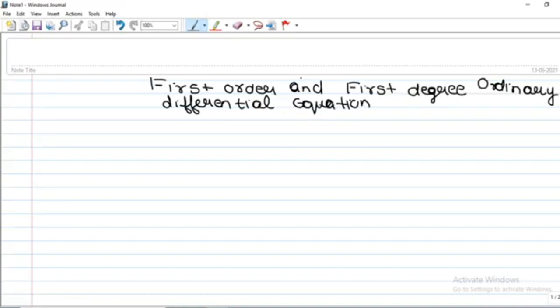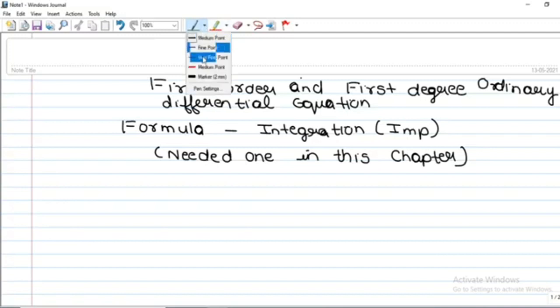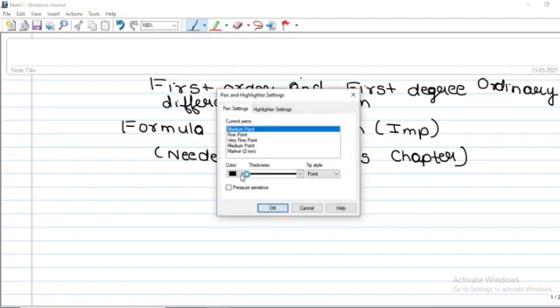But before beginning with this chapter, I want to remind you all the formulas of integration, because in this chapter integration will play an important role. So integration you should know, but I will try my best to tell you all the formulas whichever are needed. I am not going to tell all, only the needed ones in this chapter. So let's begin with the formulas.